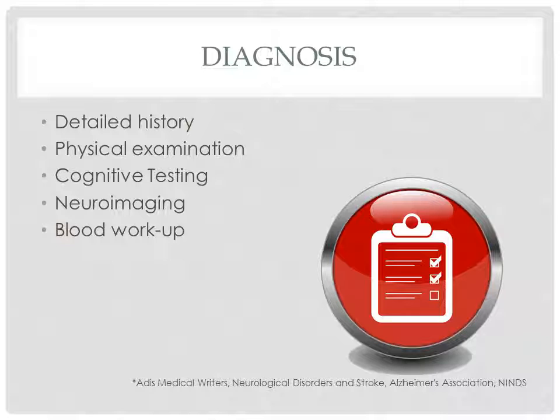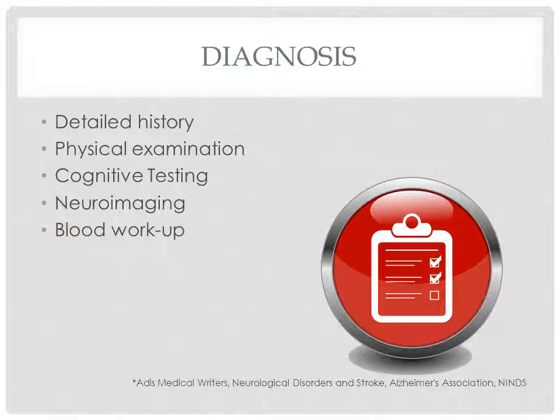Laboratory blood tests and other means help rule out other conditions like electrolyte imbalances, a complete blood count and urine analysis to rule out infection, blood sugar tests to rule out hypoglycemia, B12 levels, thyroid function, and cerebral spinal fluid analysis, NINDS.